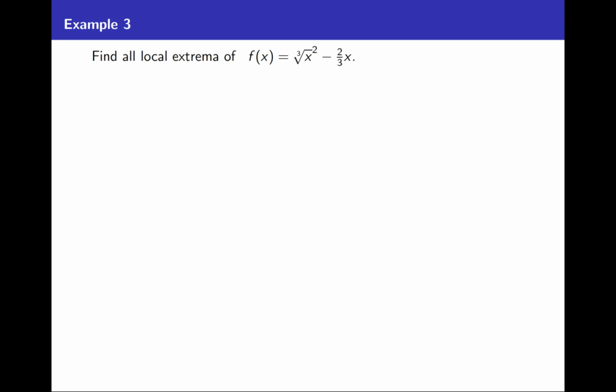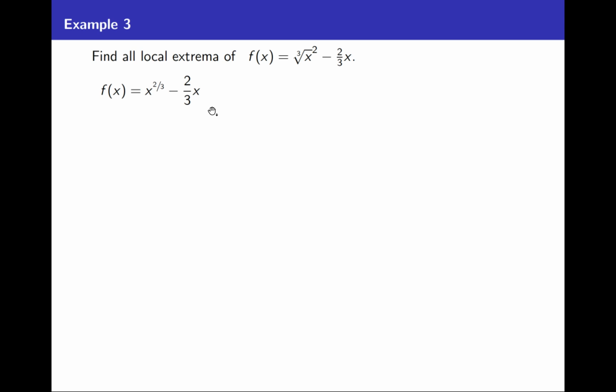Example 3. Let's use the first derivative test to find all local extrema of the function f of x equals the cube root of x squared minus 2/3 x. Now we're going to have to find its derivative, so let's write that as a power this way. f of x is x to the 2/3 minus 2/3 x.